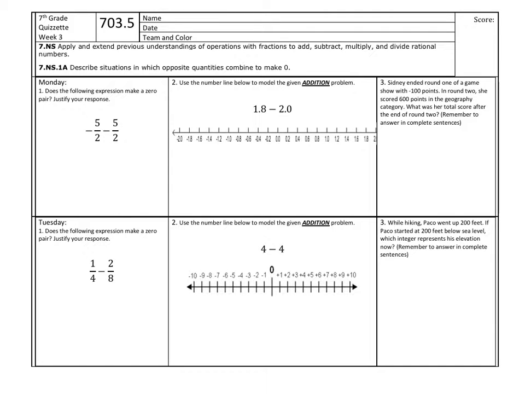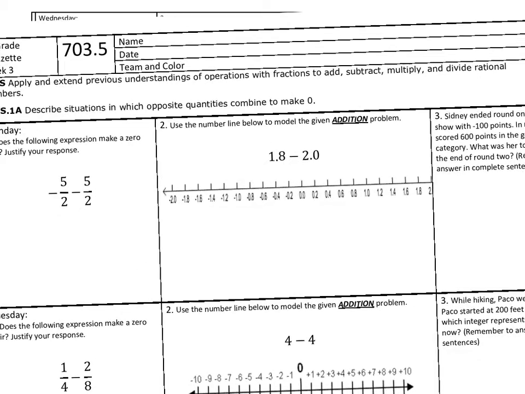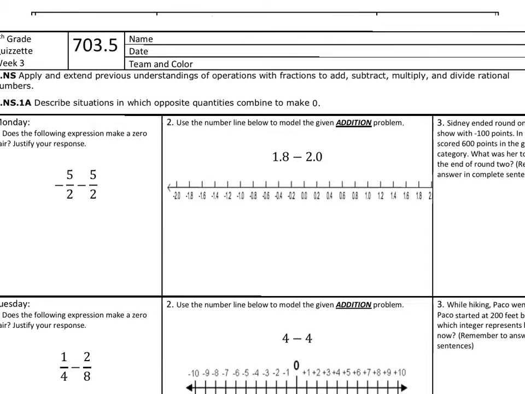Today we'll be watching a Quizzette video on Quizzette 703.5. Please make sure that you write your last name, comma, first name at the top, and that you write today's date and your class color. Today I'll say that I'm a yellow tiger.